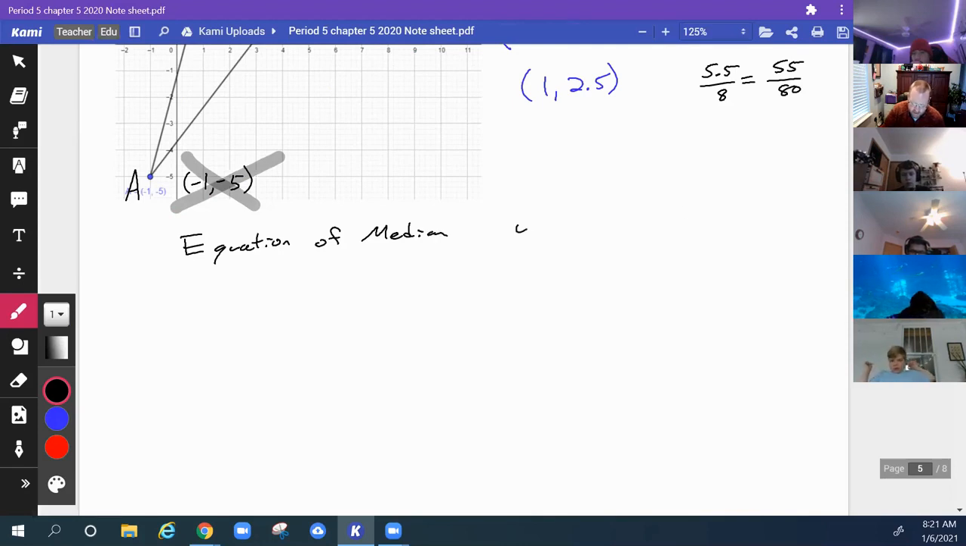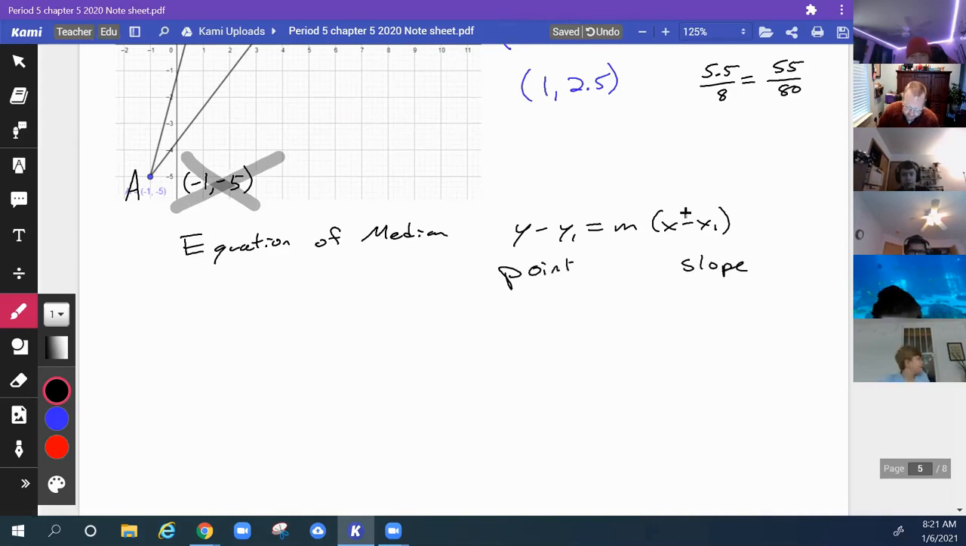Remember, it is going to be y minus y1 equals m times x minus x1. Remember the 2 things I need: I need a point and I need a slope. There's 2 points that I could choose. I could choose 9, 8 or I could choose 1 and 2.5. They both work because they're both on the line.